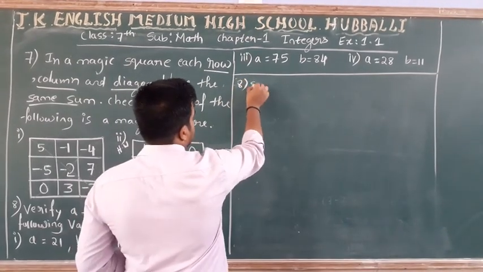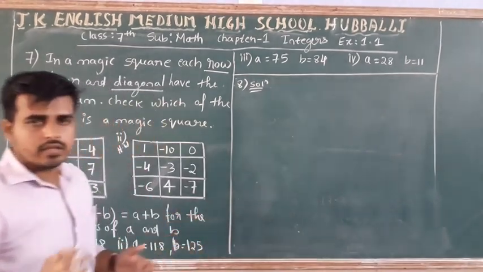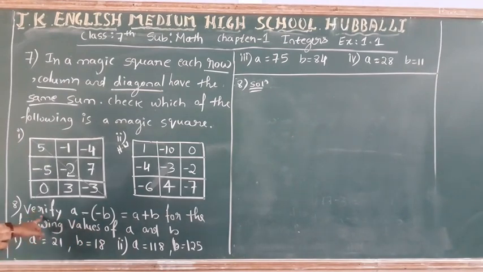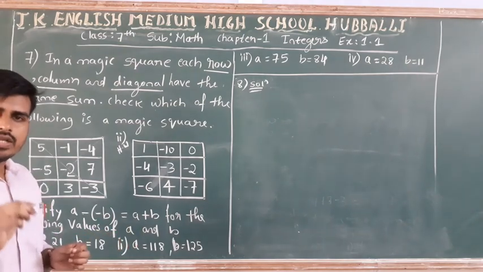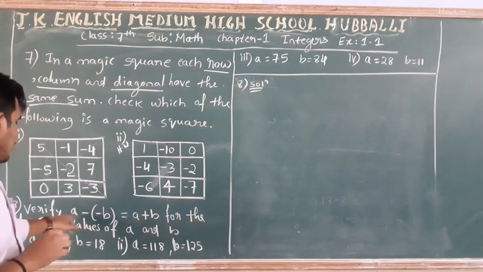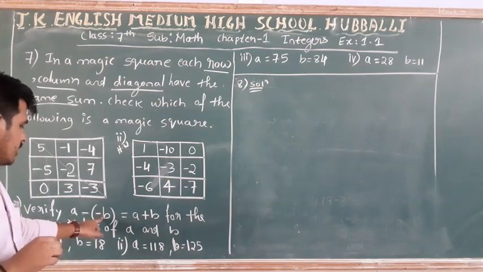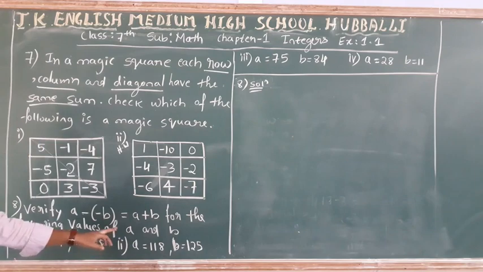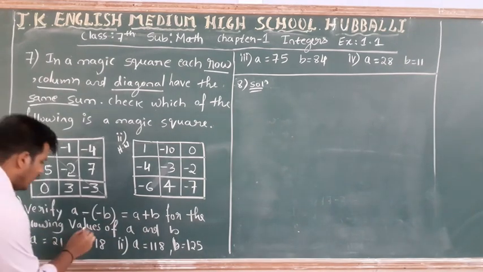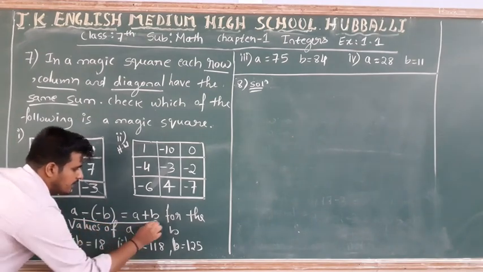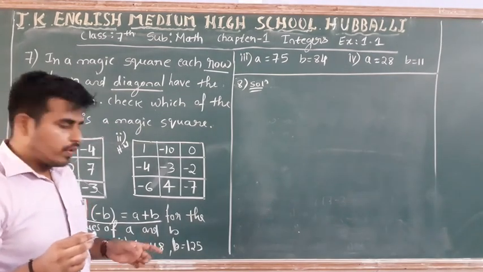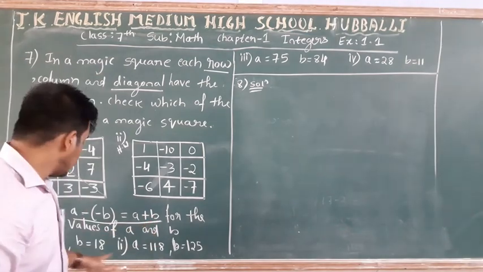8th main solutions. I will read 8th main. Please listen carefully and try to understand. 8th main, verify. What do you mean by verify? Verify means you have to check it. You have to check. Verify a minus under bracket minus b is equal to a plus b for the following values of a and b. Okay, they gave one formula here, a minus under bracket minus b is equal to a plus b. Now you have to check whether this formula is correct for the given a and b values.